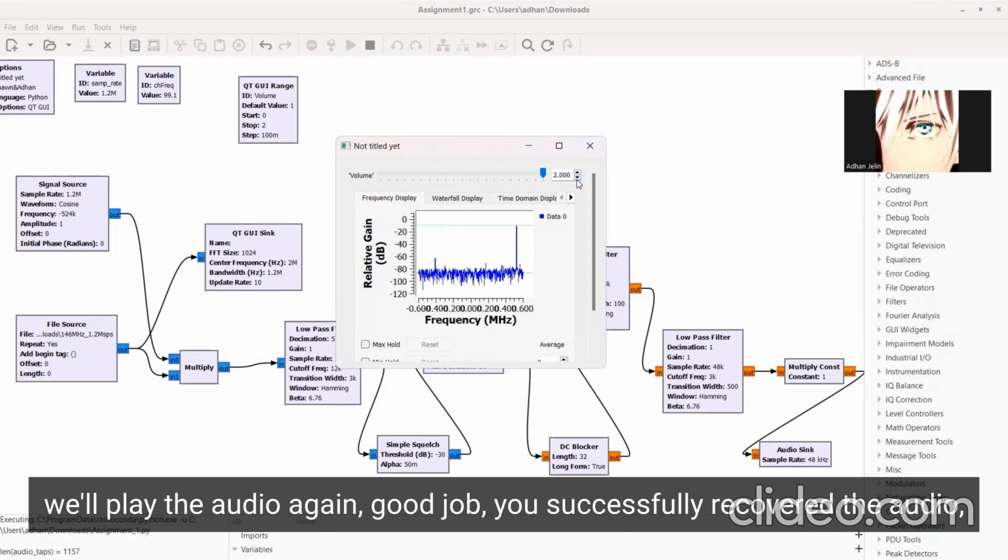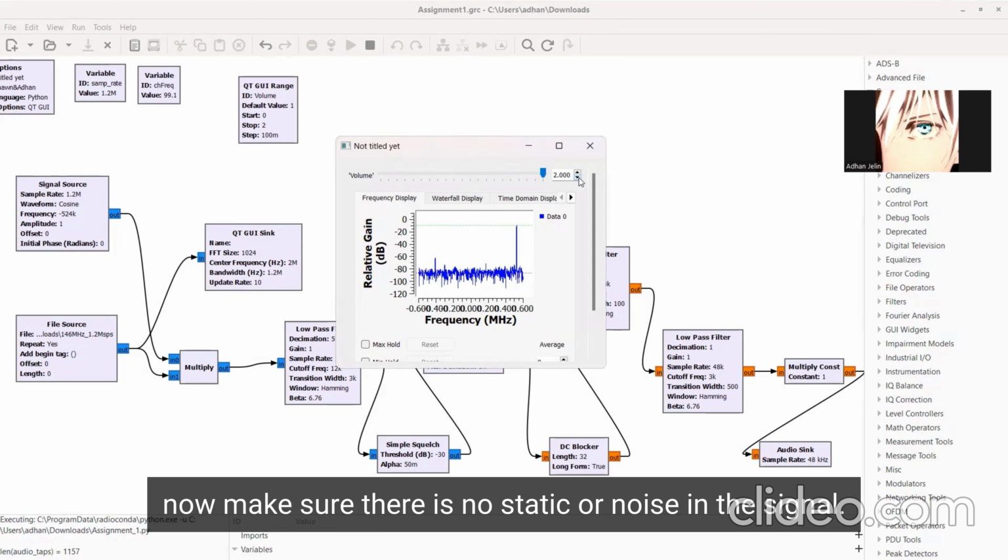Good job. You've successfully recovered the audio. Now make sure there is no static or noise in the signal.